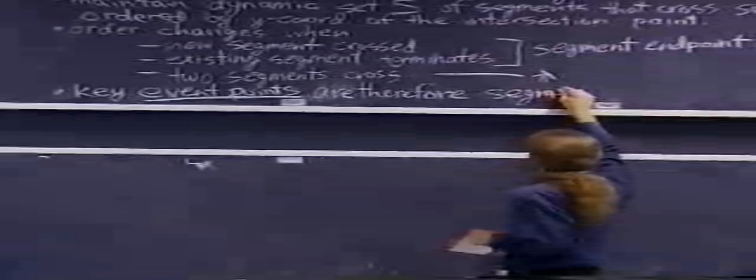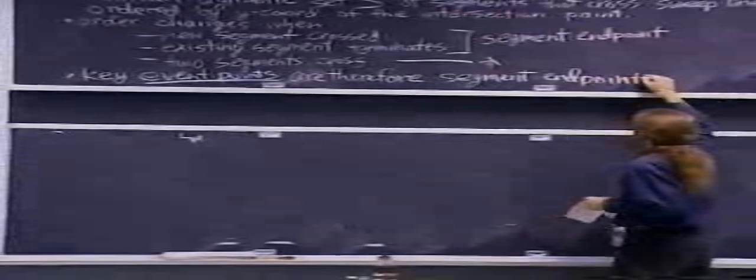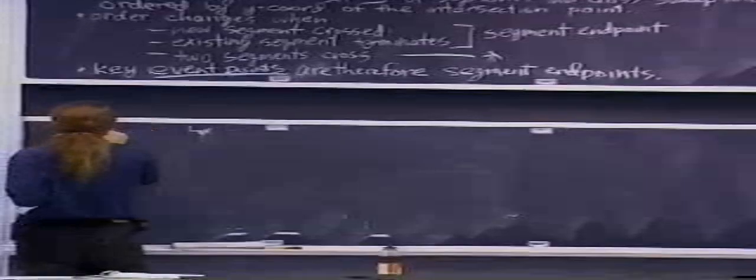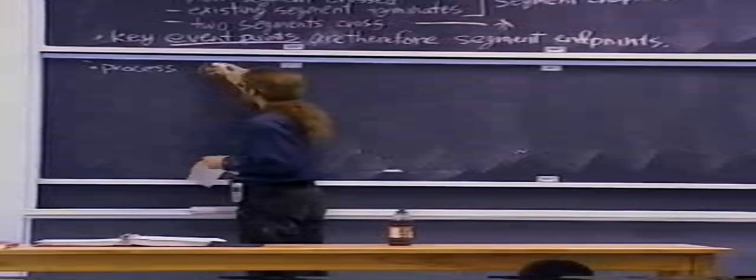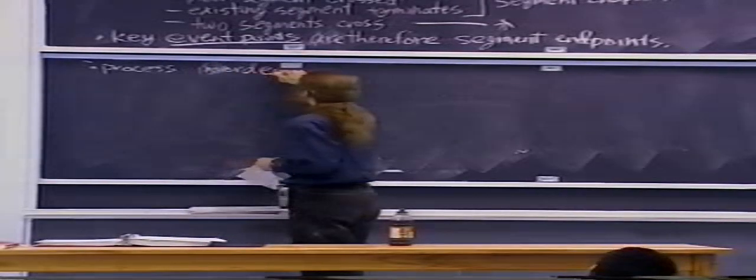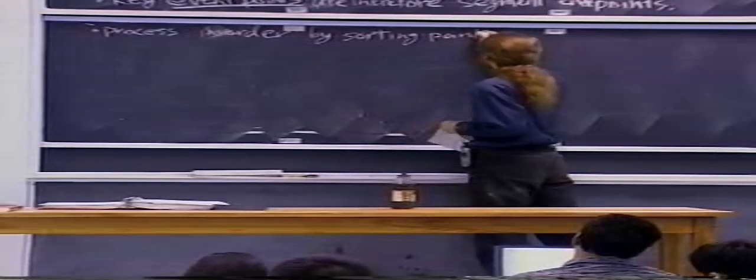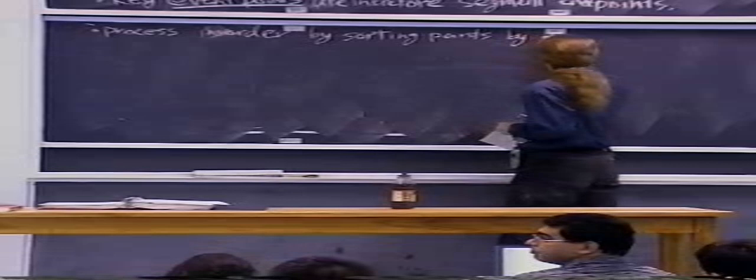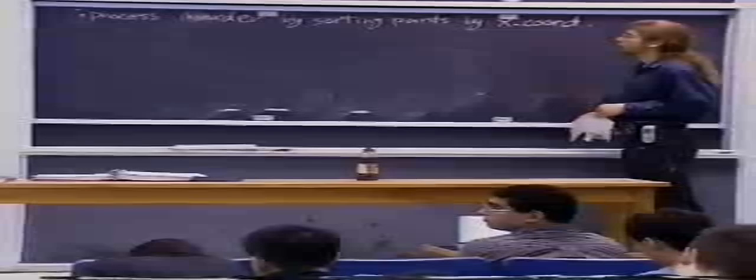So what I know about are the segment endpoints. And so I can tell when these events happen and when new segments are crossed and when they aren't. I can just process these event points in order. So all I need to do is sort them. And I'm going from left to right, so I sort by x coordinate. And then I just loop through them. I sort them once. That takes n log n time.